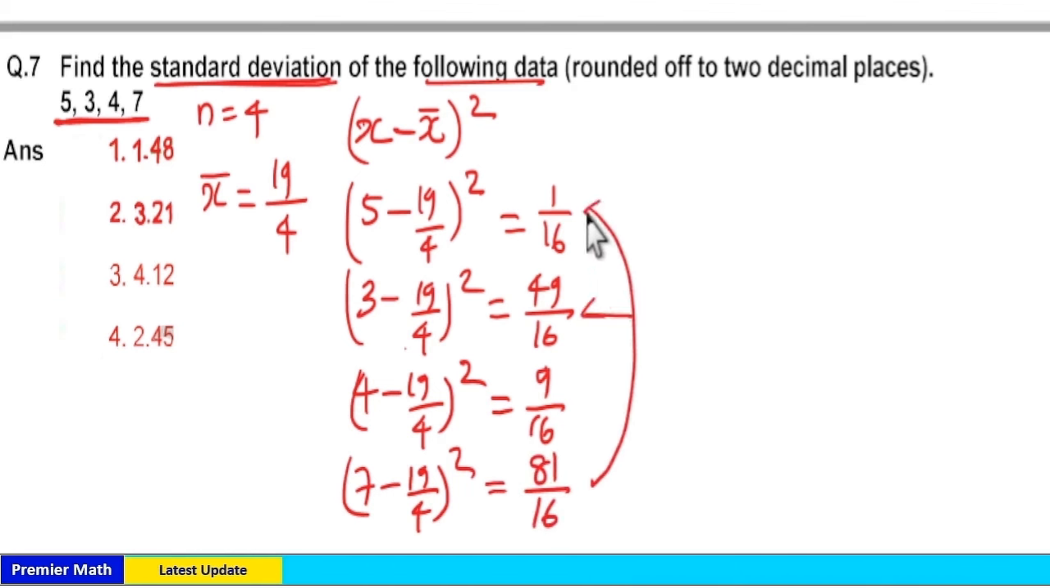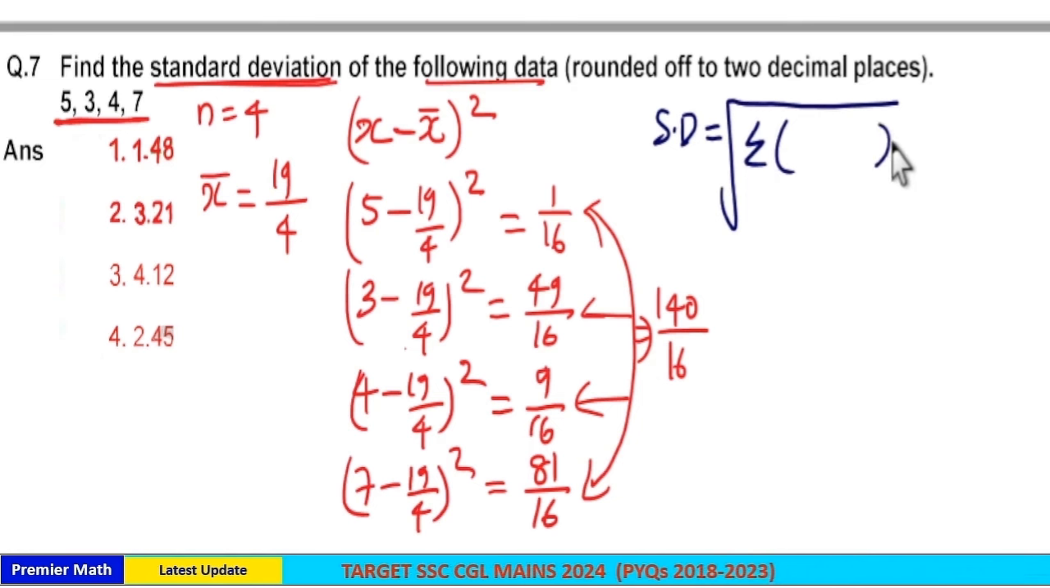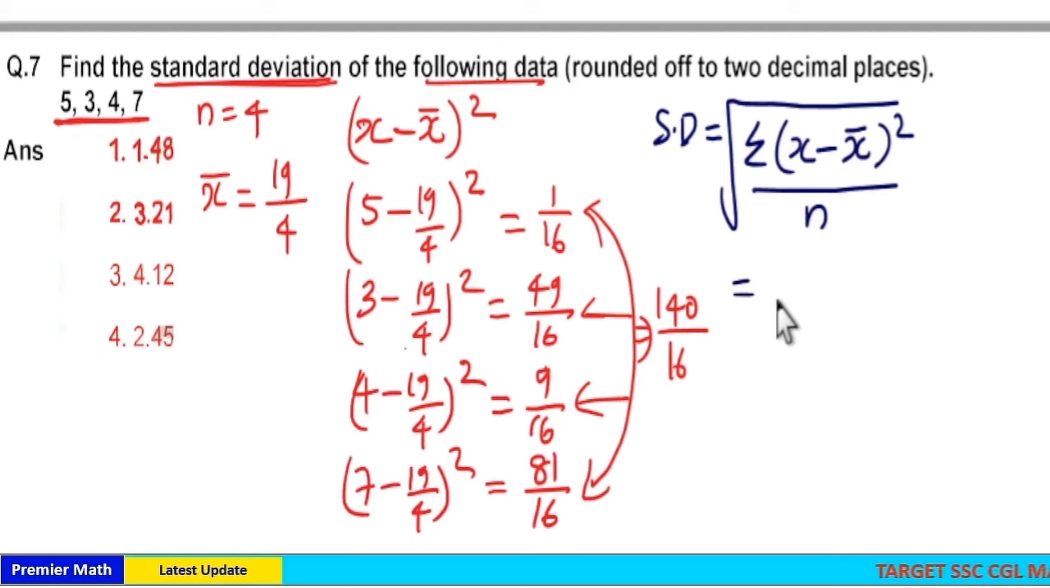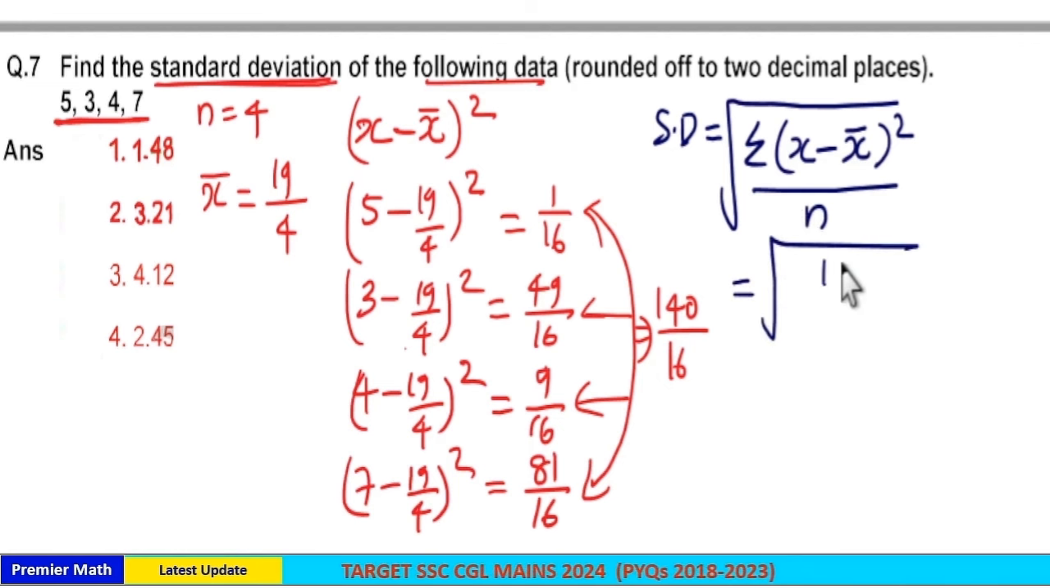So here the standard deviation formula is equal to the square root of the sum of squares of the difference between each of the given samples and the mean of the given samples, divided by the total number of samples. Now this is equal to square root of 140 by 16 divided by n, which is equal to 4.